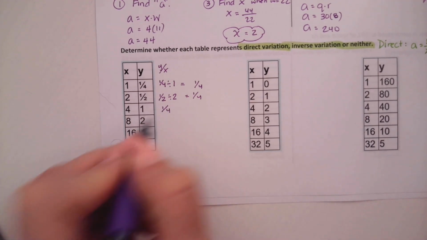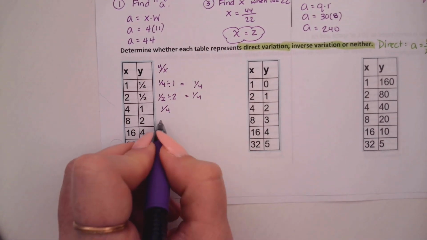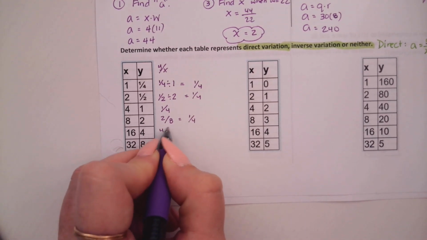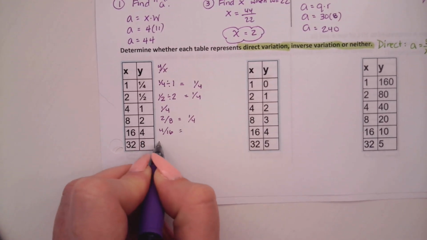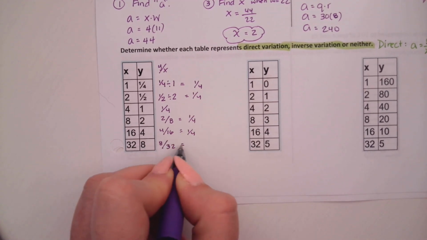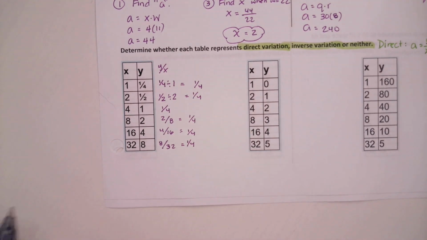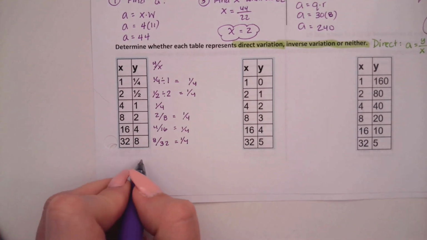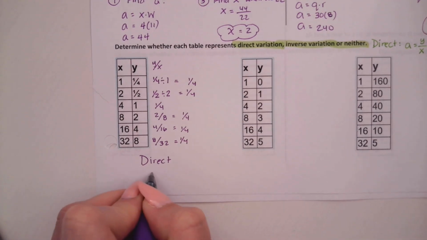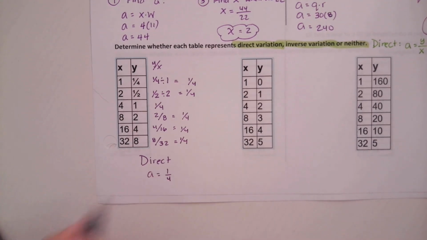1 divided by 4, pretty easy, that's already 1/4. 2 divided by 8, 1/4. Just finishing it up, make sure the others actually work. Are they all 1/4? Awesome. What type of variation is it then? Direct variation. Is direct variation, the constant of variation would be 1/4.